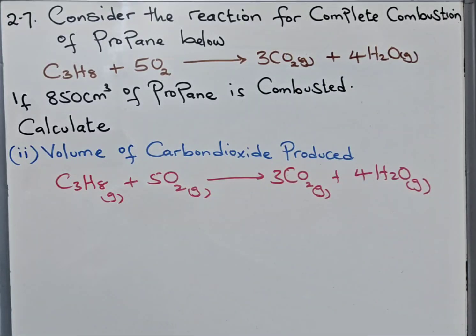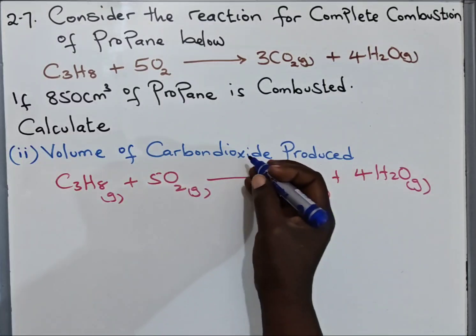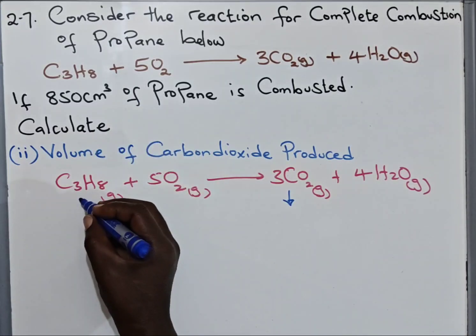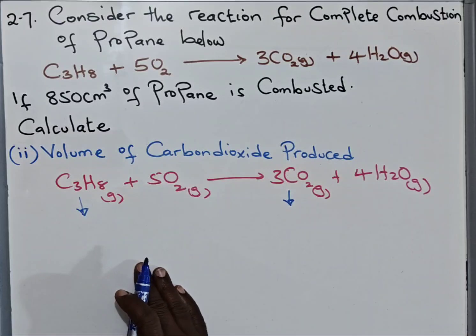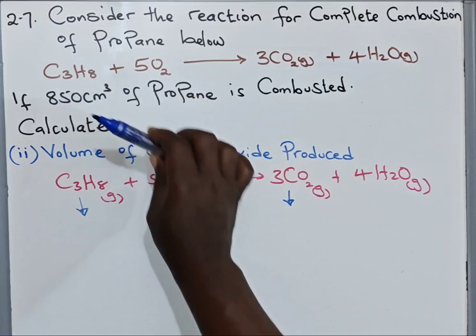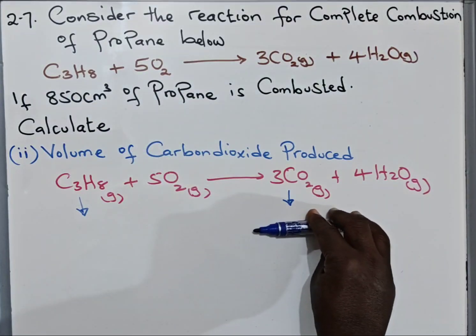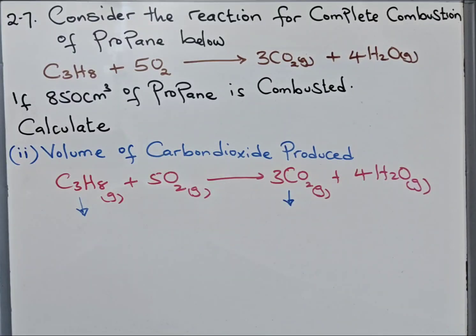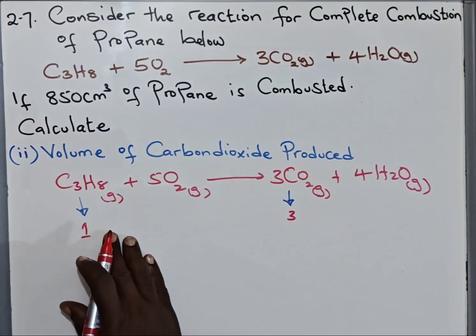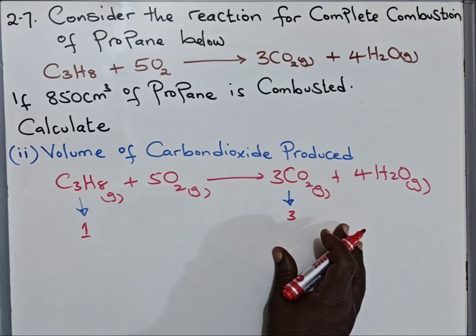Then next is to earmark those areas we need. Okay, we're going to use carbon dioxide, so earmark that one. And we are given propane, so that is that. Let me repeat. We are using propane here because it's the one which is given, and we are taking out carbon dioxide because it's the one which is wanted. Next is to quote the ratios. This one is 1 and this is 3. So in other words, 1 mole reacts with 3.